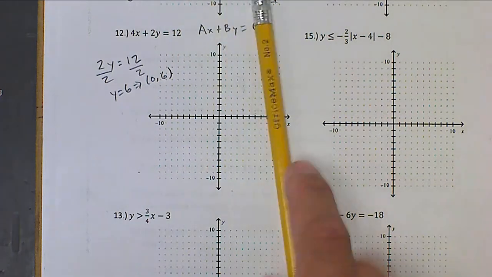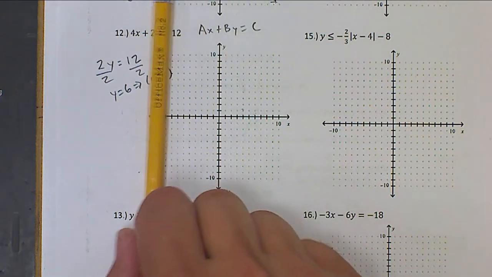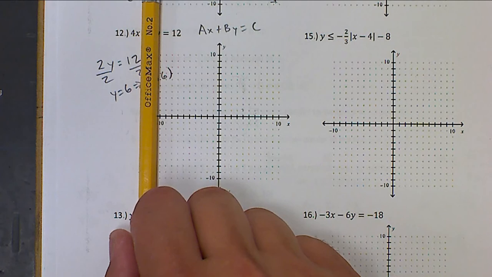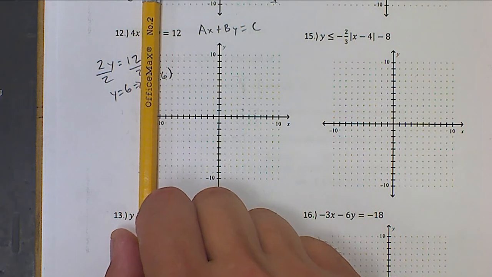Next thing you do is we got to find the x-intercept. That's when y is equal to 0. I'm just going to use my pencil. When I cover up y, I have 4x is equal to 12.